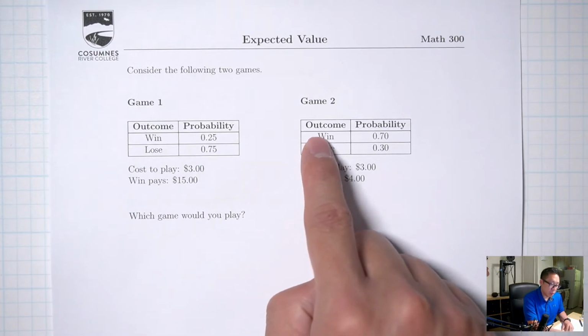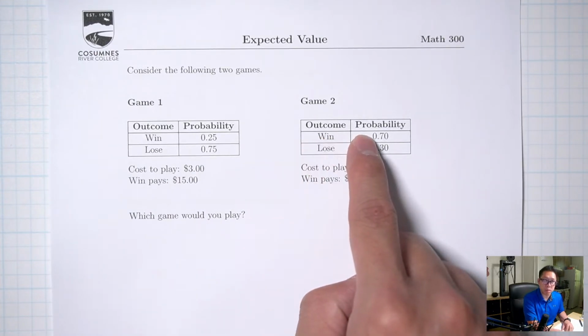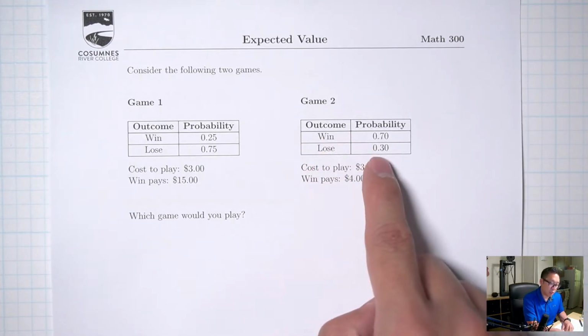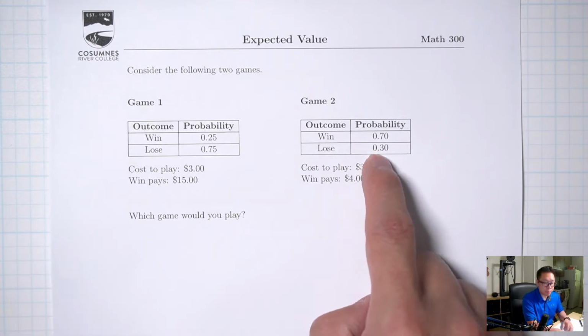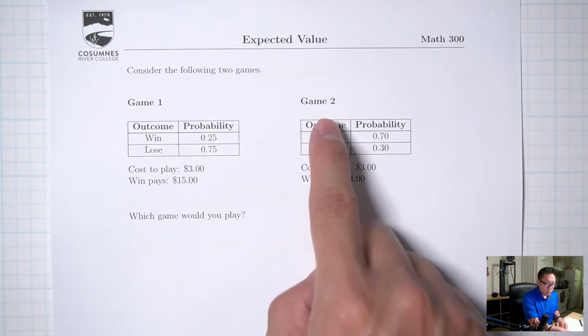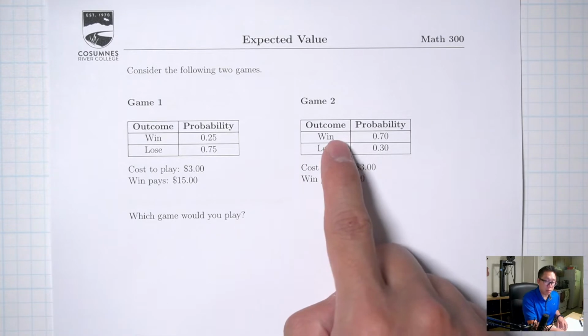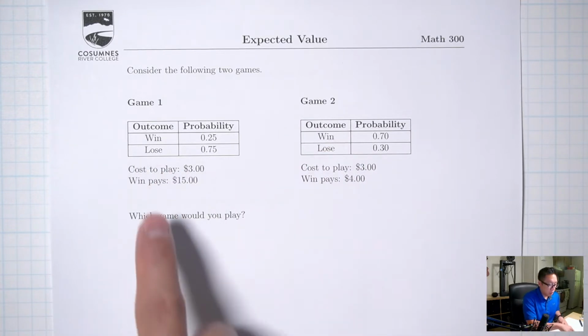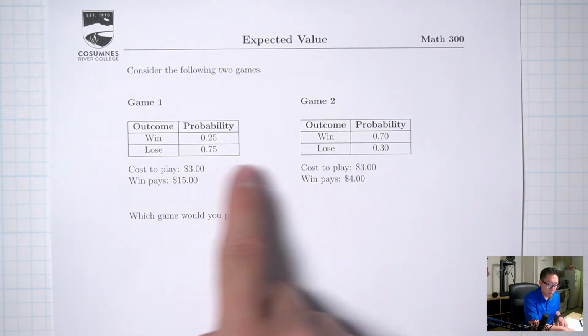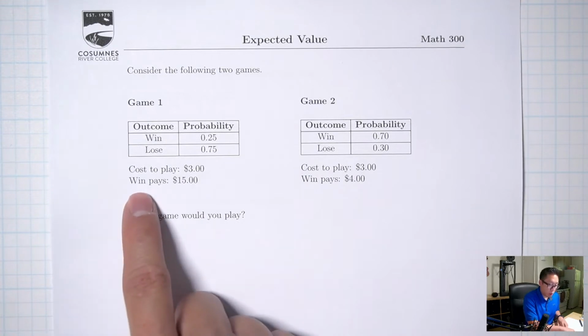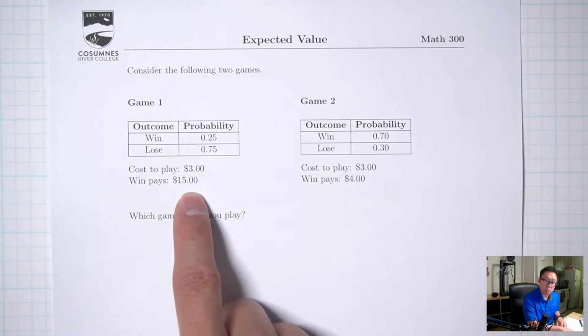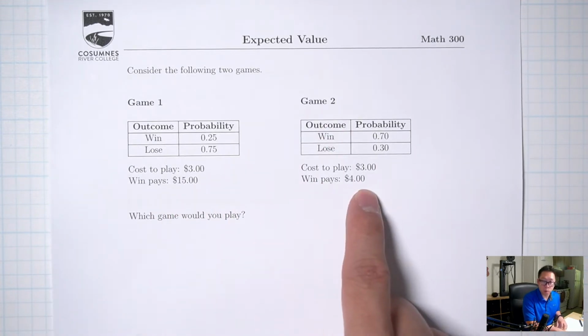For Game 2, the probability of winning is 0.70, which is 70%. The probability of losing, 0.30, 30%. Right off the bat, with Game 2 you have a higher probability of winning than Game 1. Both games cost $3 to play. Game 1, if you win, you get $15. Game 2, if you win, you get $4.